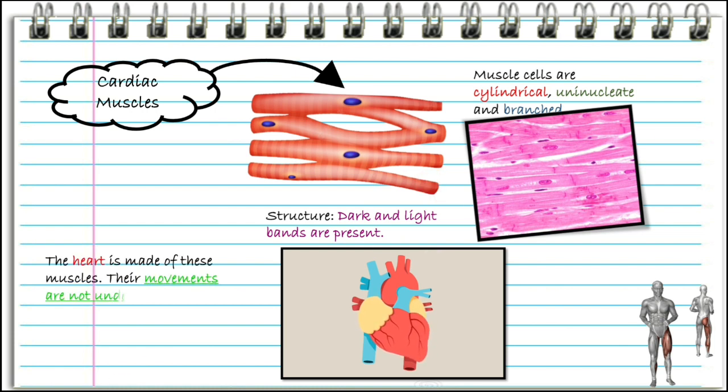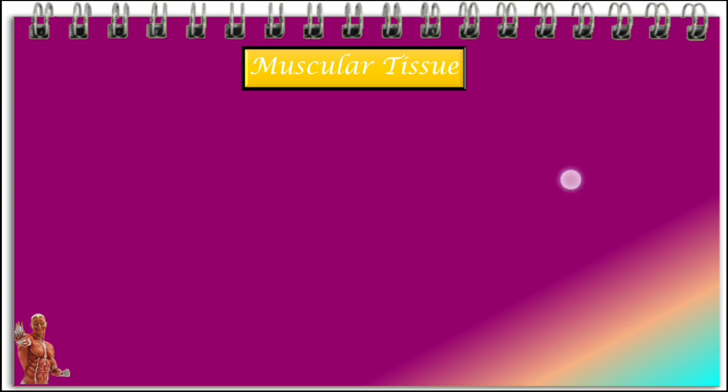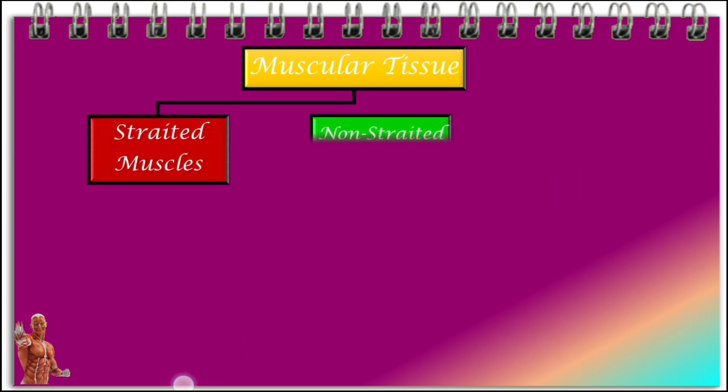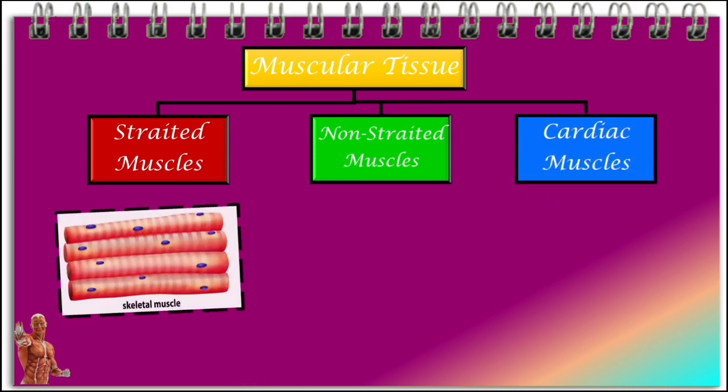Heart muscles are made up of cardiac muscles. Their movements are not under control of our will. They contract and relax rhythmically. These special heart muscles are known as what? Cardiac muscles. So we have three types of muscles in our body: striated, non-striated and cardiac muscles. In today's lecture, we have discussed different types of muscle tissues. Those are striated muscles, non-striated muscles and cardiac muscles.